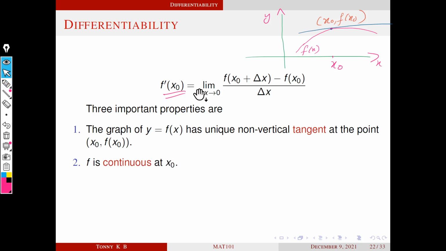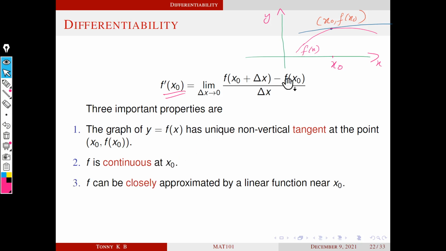The second property of the derivative is that if f is differentiable at a point, then it is continuous at that point. That means there is no break at that point if it is differentiable. The third important property is that f can be closely approximated by a linear function near x0.